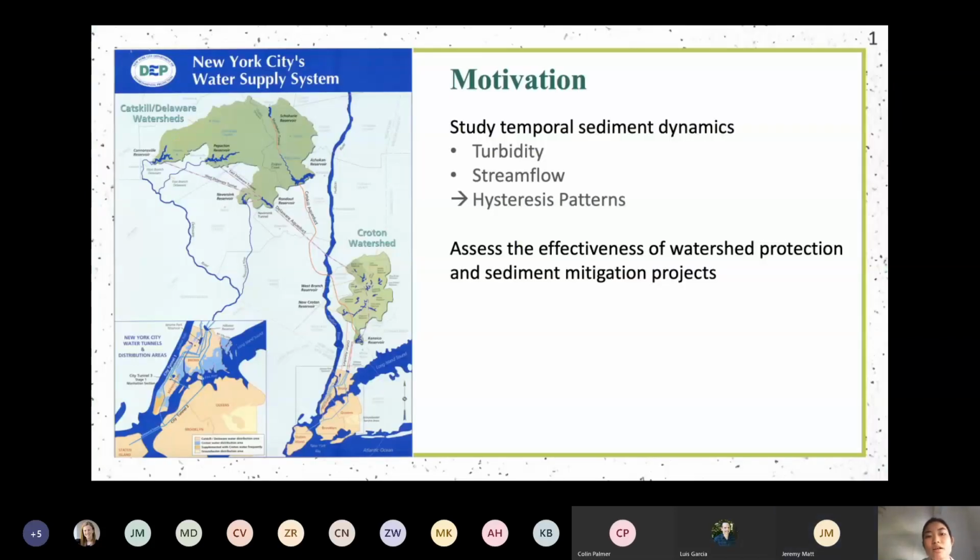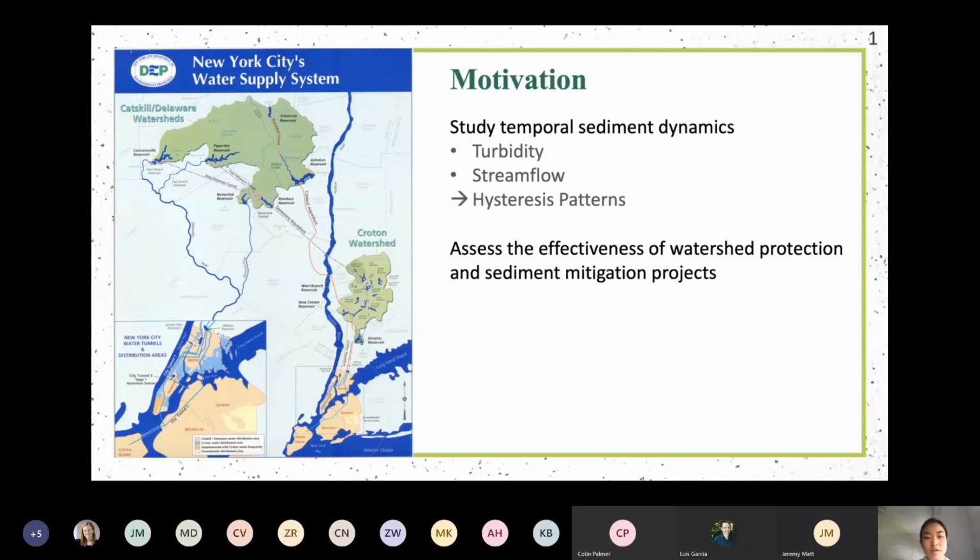I want to share a little bit of my motivation for this project. As you can see here is the New York City water supply system, and to everyone's surprise, it is one of the world's largest unfiltered water supplies. In recent years, one of the big water quality concerns is the excessive amount of turbidity present in the Catskill watershed, which together with the Delaware watershed make up 9% of the water to the New York City water supply system.